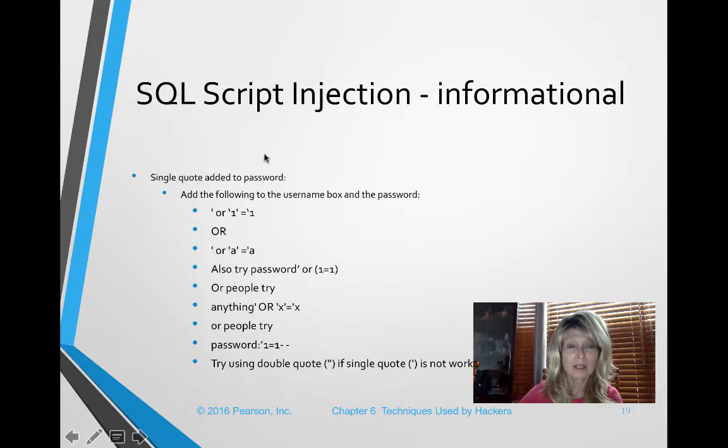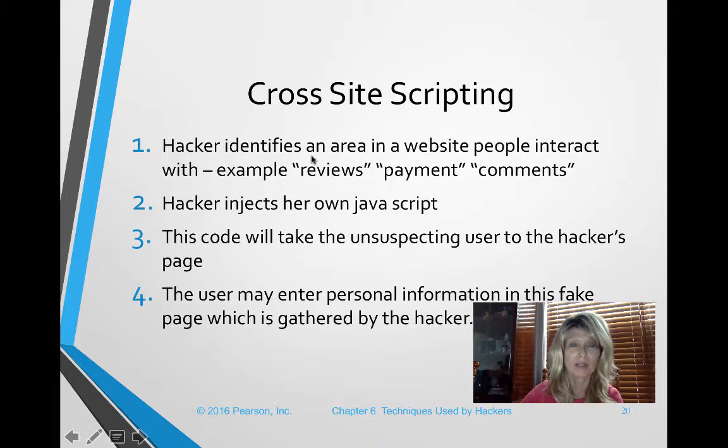Okay. So this is how that would work. You would inject something into it where it would be double quotes. This is just informational. I don't expect it. Cross-site scripting: a hacker identifies an area in a website.